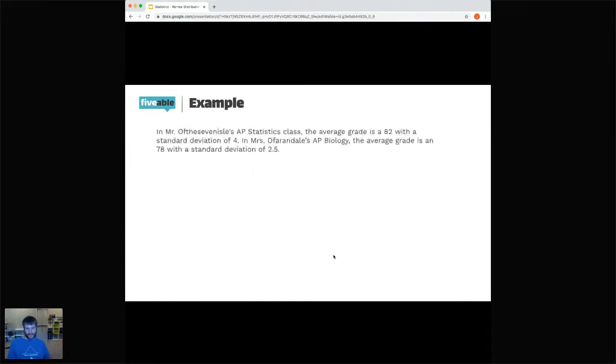And here's our example. In Mr. of the Seven Isles' AP Statistics class, the average grade is an 82 with a standard deviation of 4. In Mrs. of Arundel's AP Biology, the average grade is a 78 with a standard deviation of 2.5.